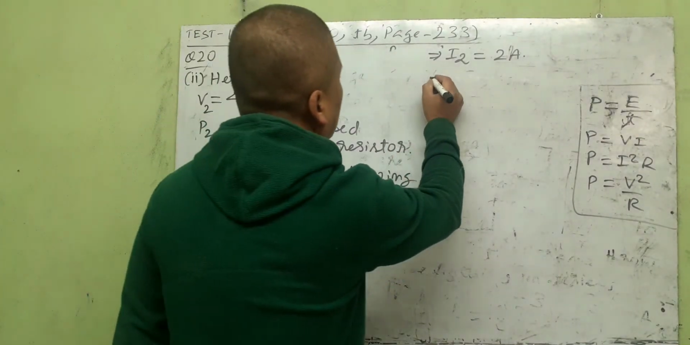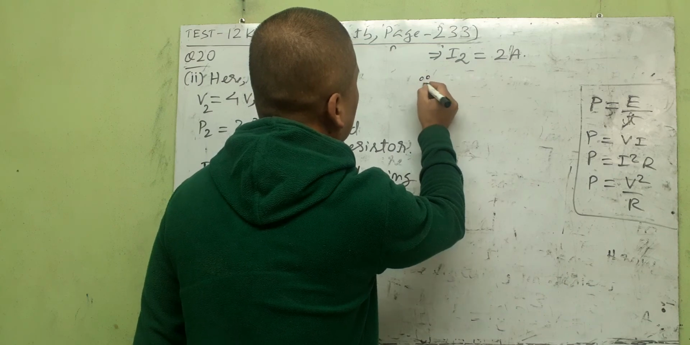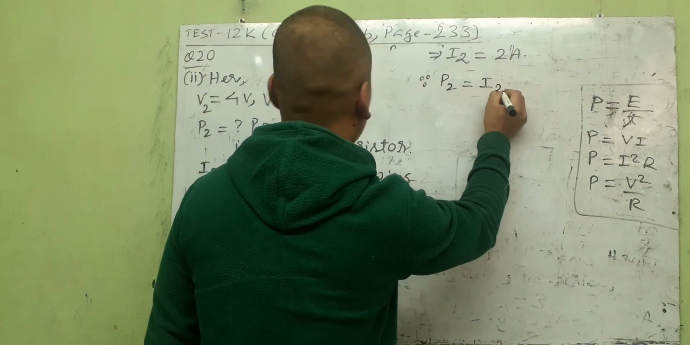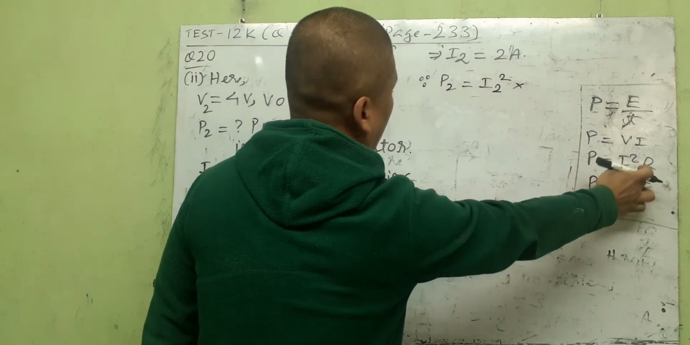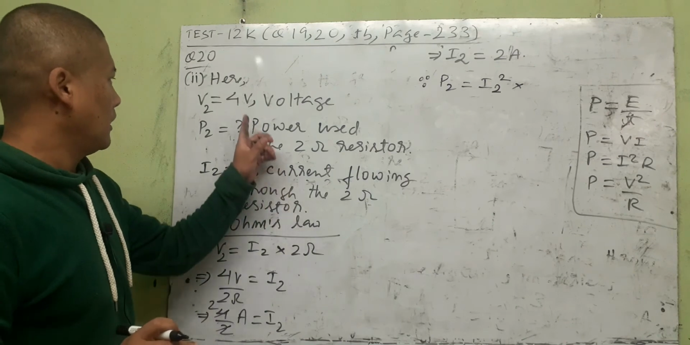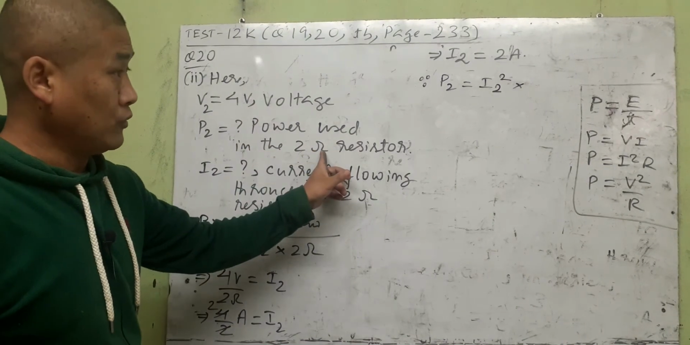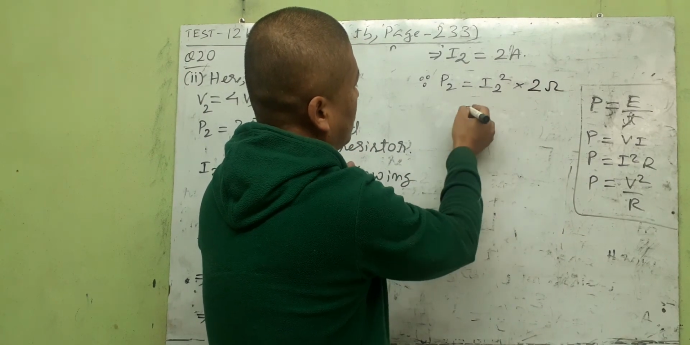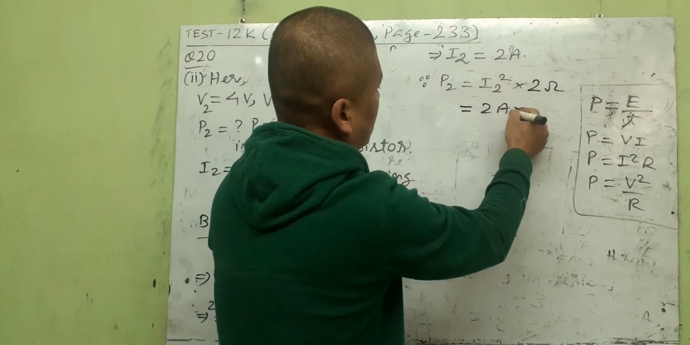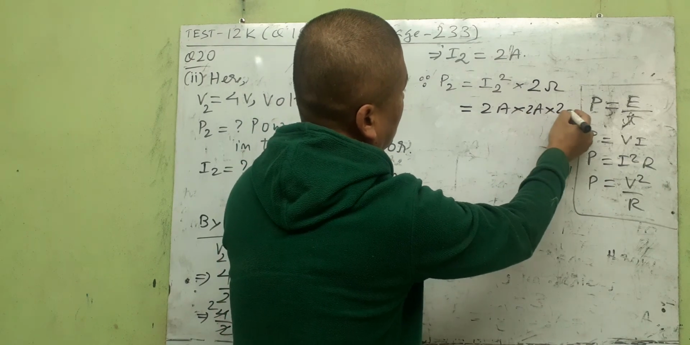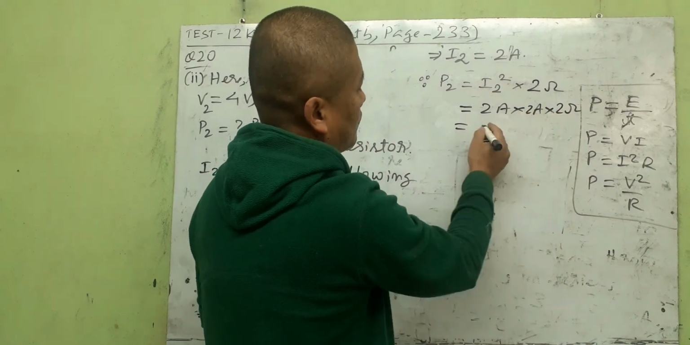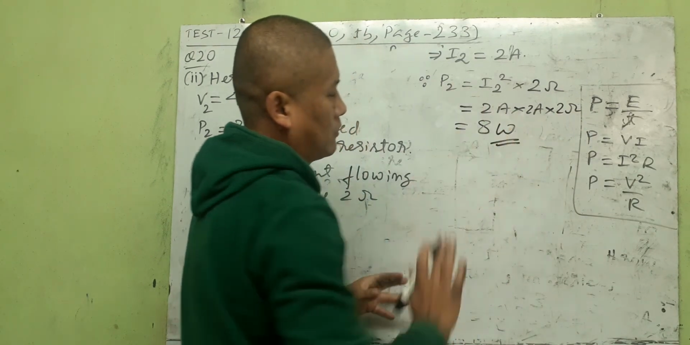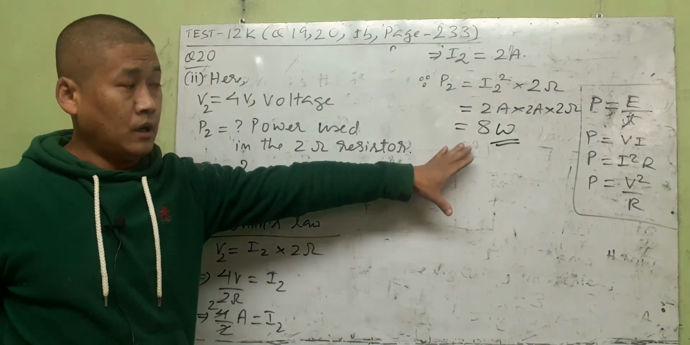So now the power equation again: P2 is equal to I2 square into R. The R in this case is for the power through the 2 ohm, so we have to use 2 ohm only. So I2 is 2 ampere, as you can see here, into 2 ampere into 2 ohms. 2 2s are 4, 4 2s are 8. Ampere into ohms, the SI unit of power is watt. So even in the second case the power is the same, 8 watt.